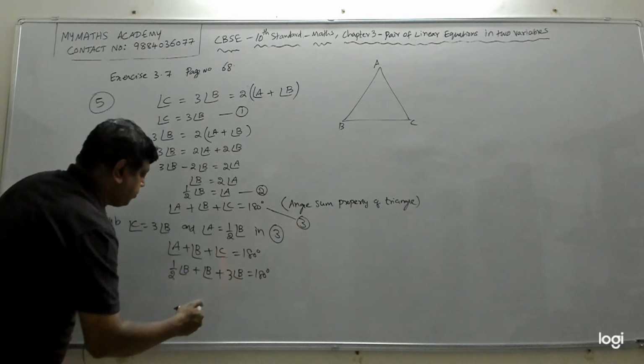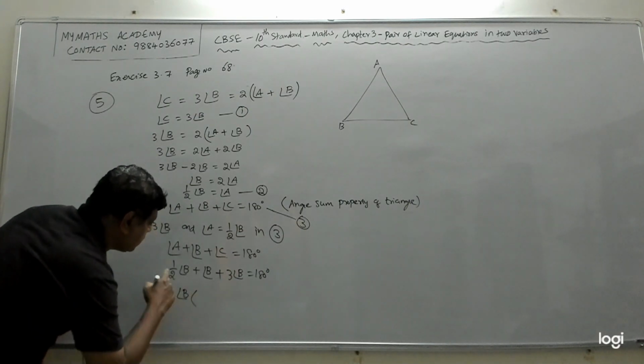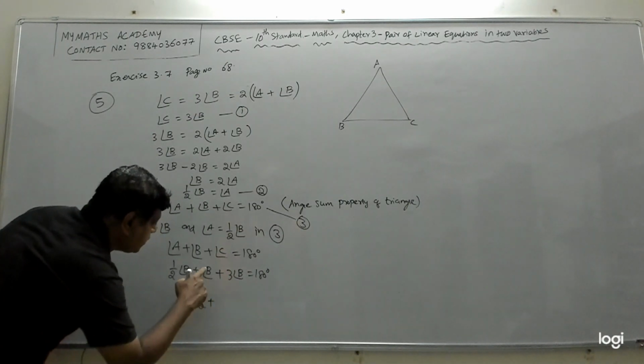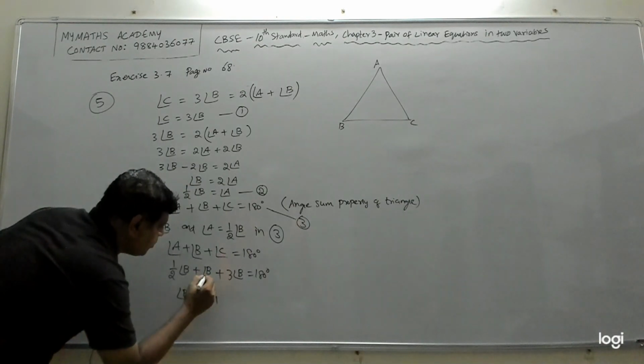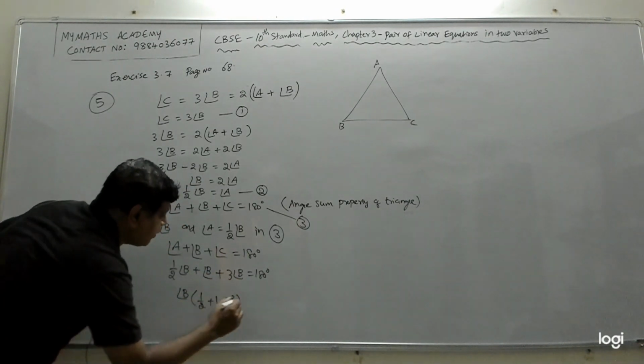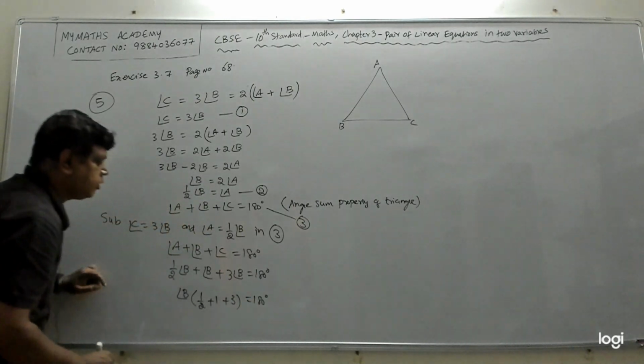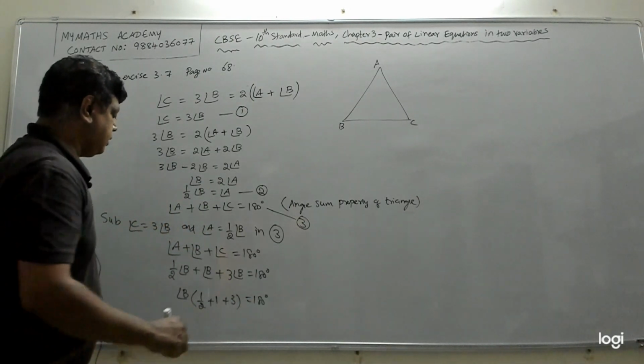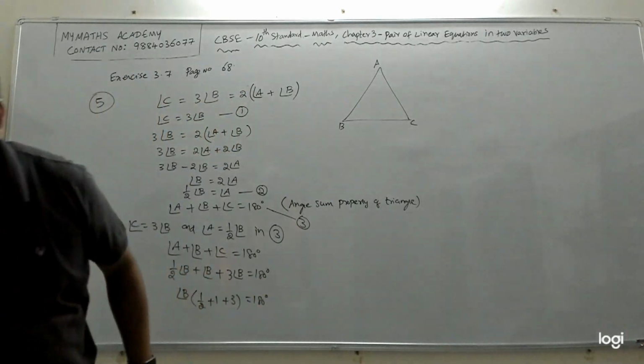So if you take angle B common, this will become 1 by 2 plus 1, because angle B means 1 angle B, plus 3. The 3 angle B I have taken out, which is 180 degrees. Now let's try to add all these. What do we get?